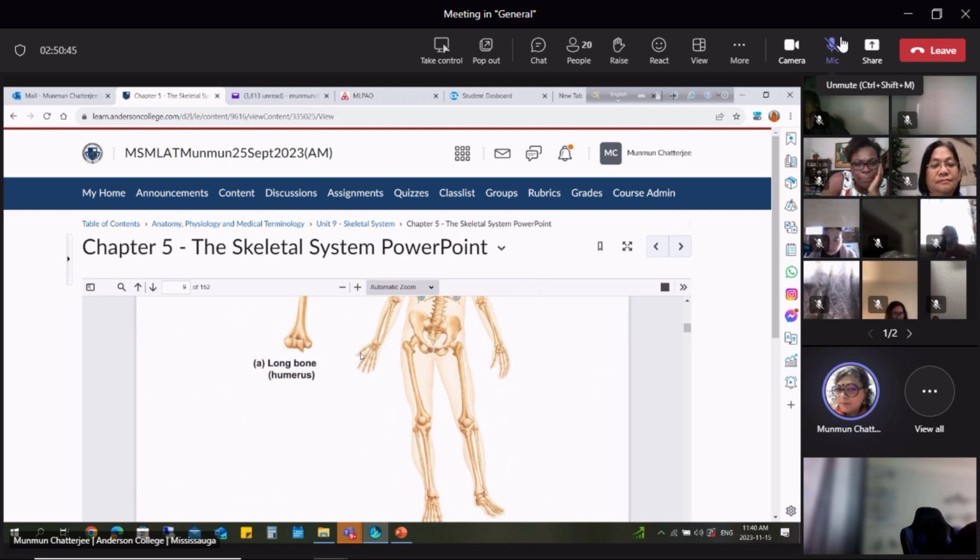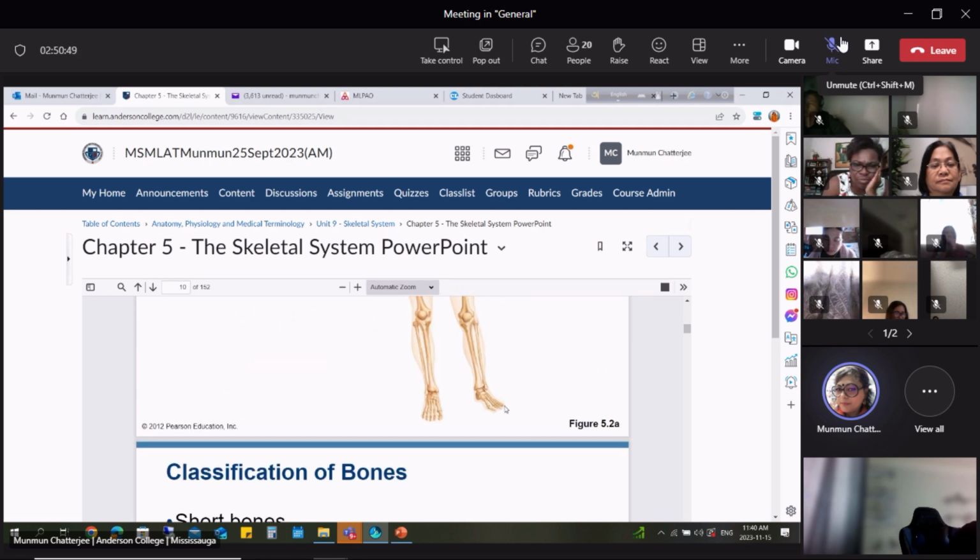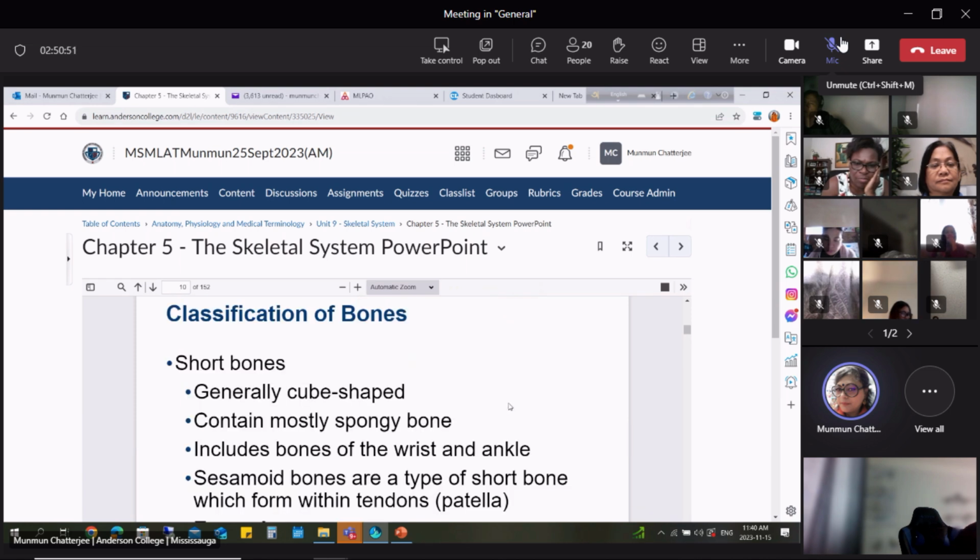But here you see all the bones are equal in shape, but they are short. So that's why it's called the short bone. Short bones are mainly spongy bone, and long bones are mainly compact bone. Notes, all write it down.